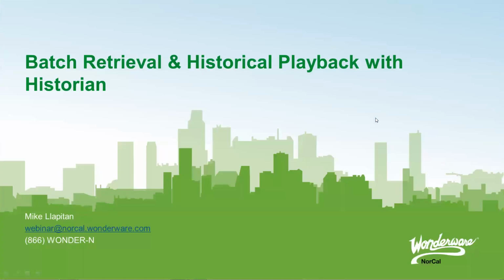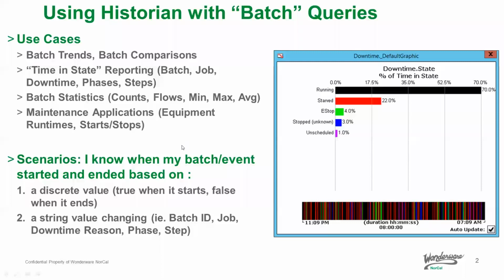Thanks for joining us on our short video on batch retrieval and historical playback with the Wonderware historian. In this video, we'll demonstrate some use cases of how you can use batch queries with the Wonderware historian to retrieve trend information and do batch comparisons, to do time and state reporting to look at what time your batch started and ended, how long it took, or even equipment downtimes. When did they occur and what were the reasons? How to retrieve batch statistics such as counts and flows, mins, max, and averages against your batch, as well as for maintenance applications, look at the number of start, stops, and equipment runtimes.